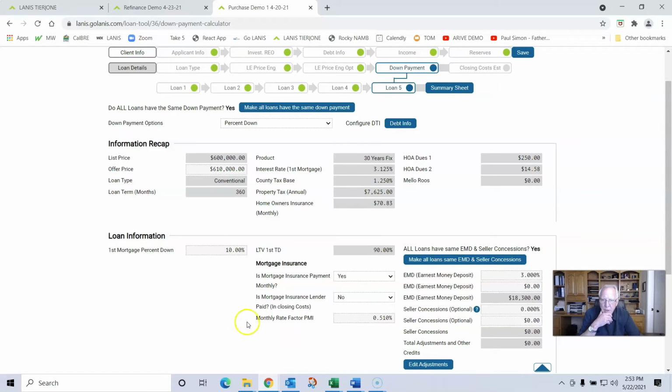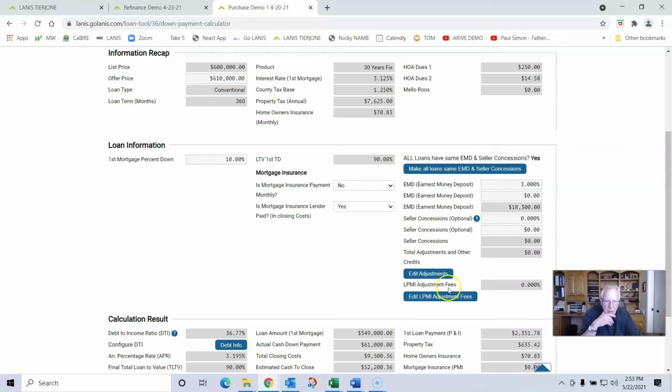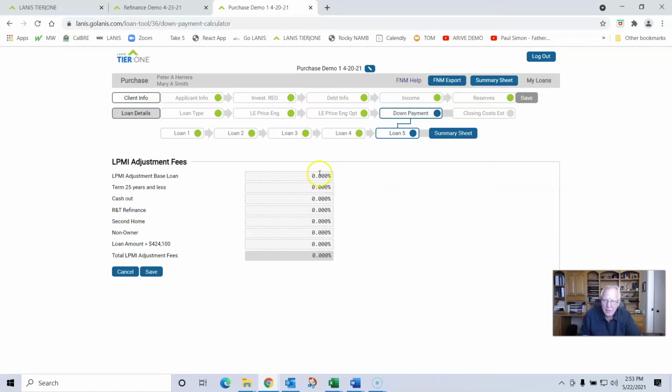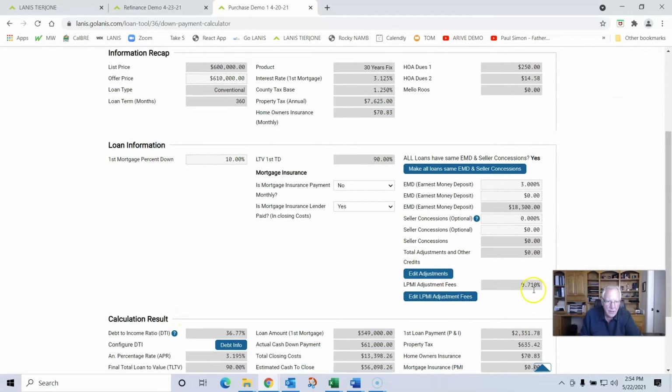Now, what we're also going to do is we'll do 10% down, and we're going to change this. Is monthly mortgage insurance? No, it's going to be lender paid. So if you answer yes, now the next question is LPI adjustment fee. And let's say, for example, here we're going to edit our fees, and there could be additional edits here. So let's just go ahead and put in 0.71 as part of your upfront fee, save it, and we're going to go back. And now we have our fee in here.